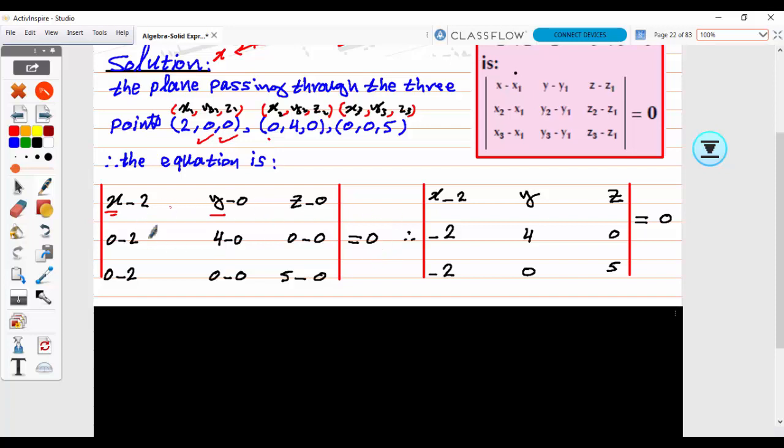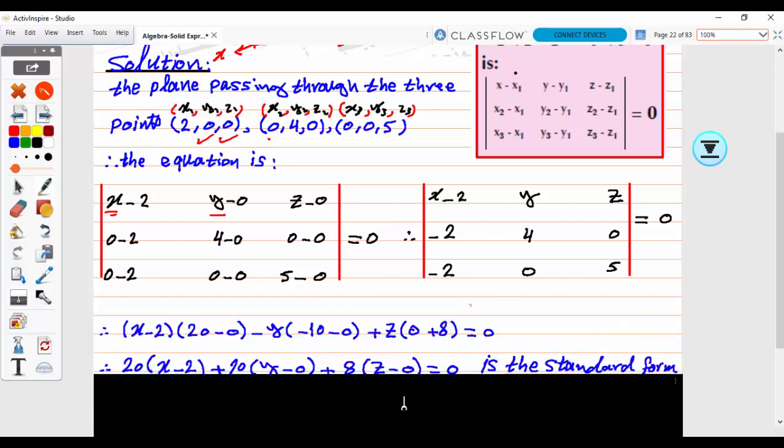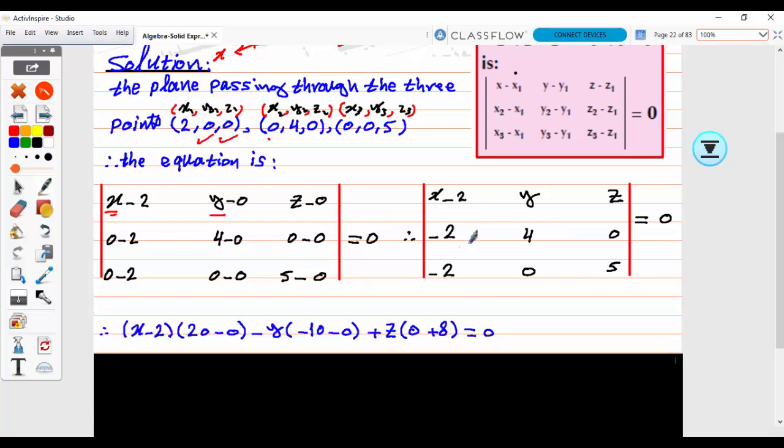So we simplify this form. We write x minus 2 here; 0 minus 2 equals negative 2, 0 minus 2 equals negative 2. y minus 0 equals y, z minus 0 equals z, and so on. The last element, 5 minus 0 equals 5. And we expand this determinant to find its value.